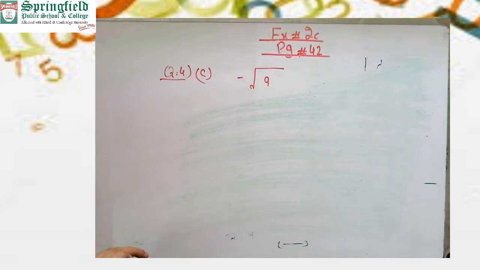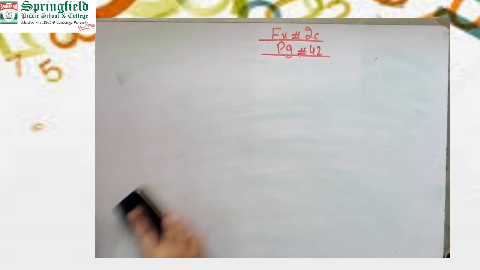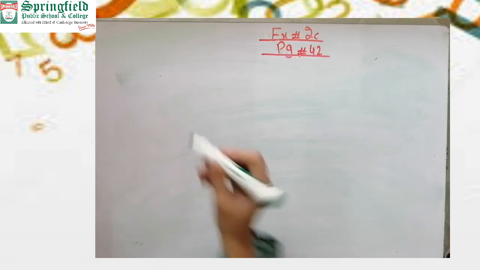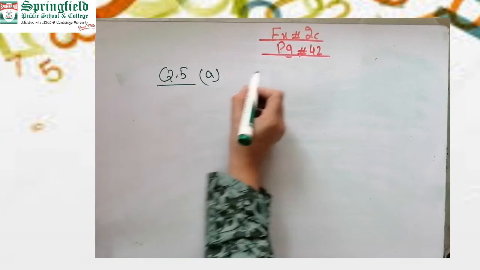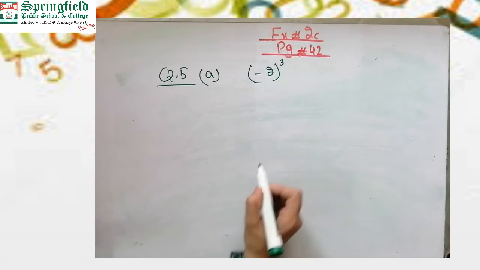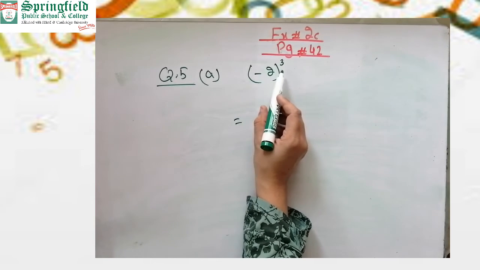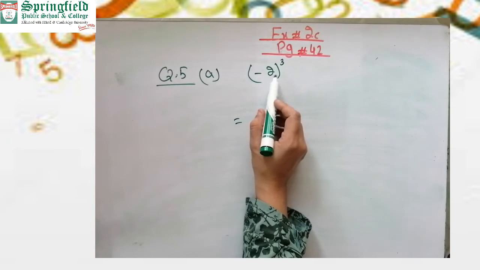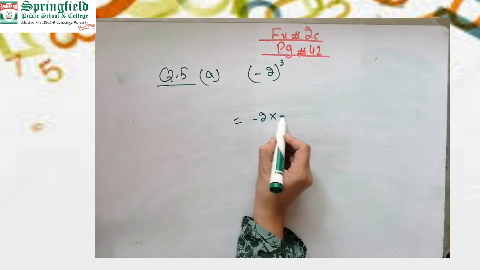Now come on the question number 5. And question 5, they are saying that solve these questions. A part, minus 2, and after the bracket power is 3. Okay, after the bracket power is 3 means minus 2 power 3. It means minus 2 will multiply 3 times.